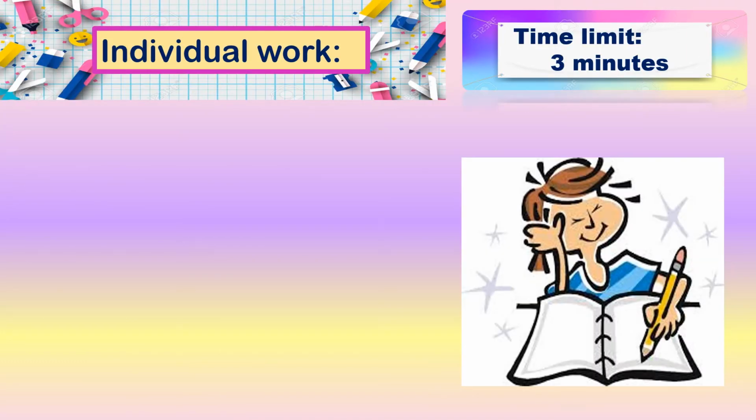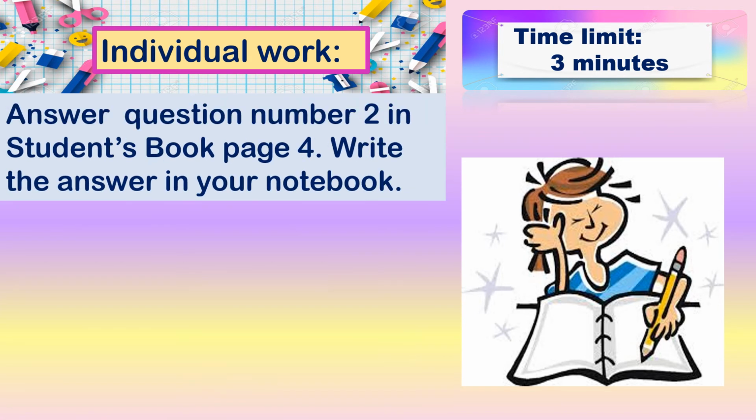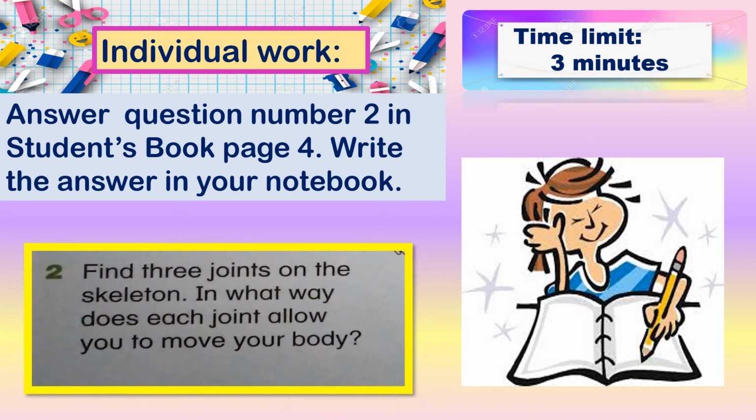After completing the pair work, you will have individual work. What are you going to do? Answer question number 2 in student book page 4. Write the answer in your notebook. The question is, find 3 joints on the skeleton. In what way does each joint allow you to move your body? You have 3 minutes to do this activity.